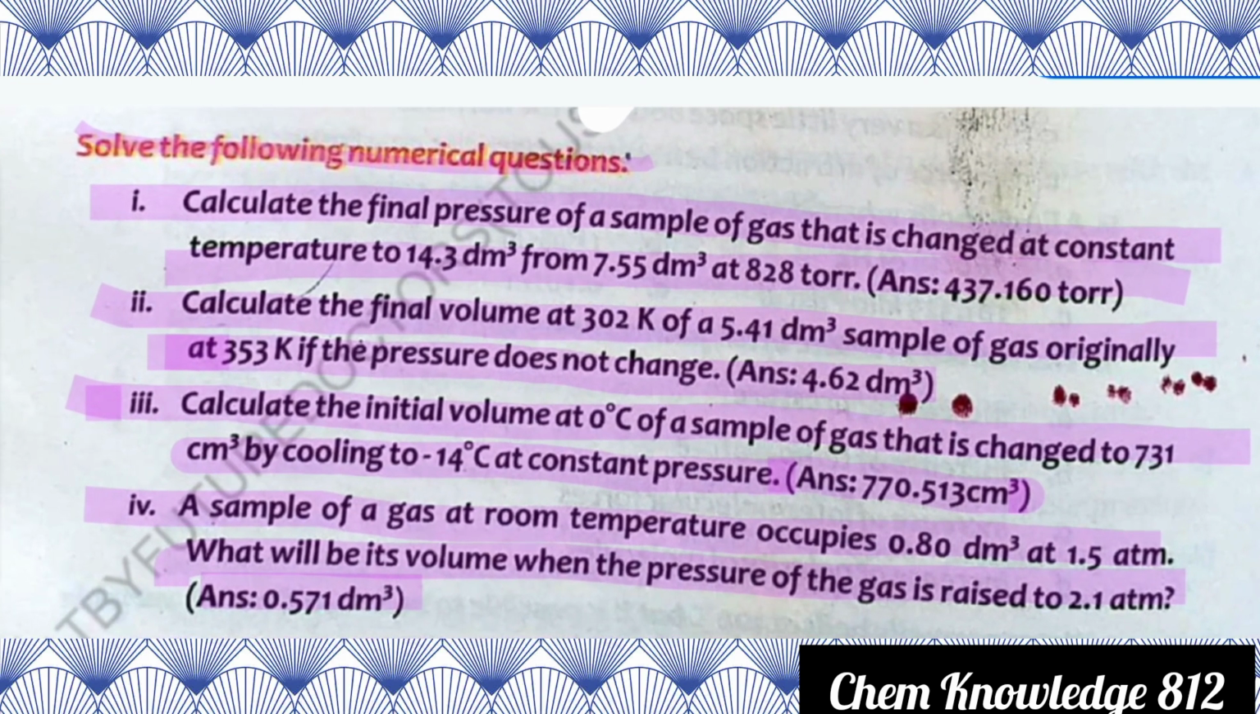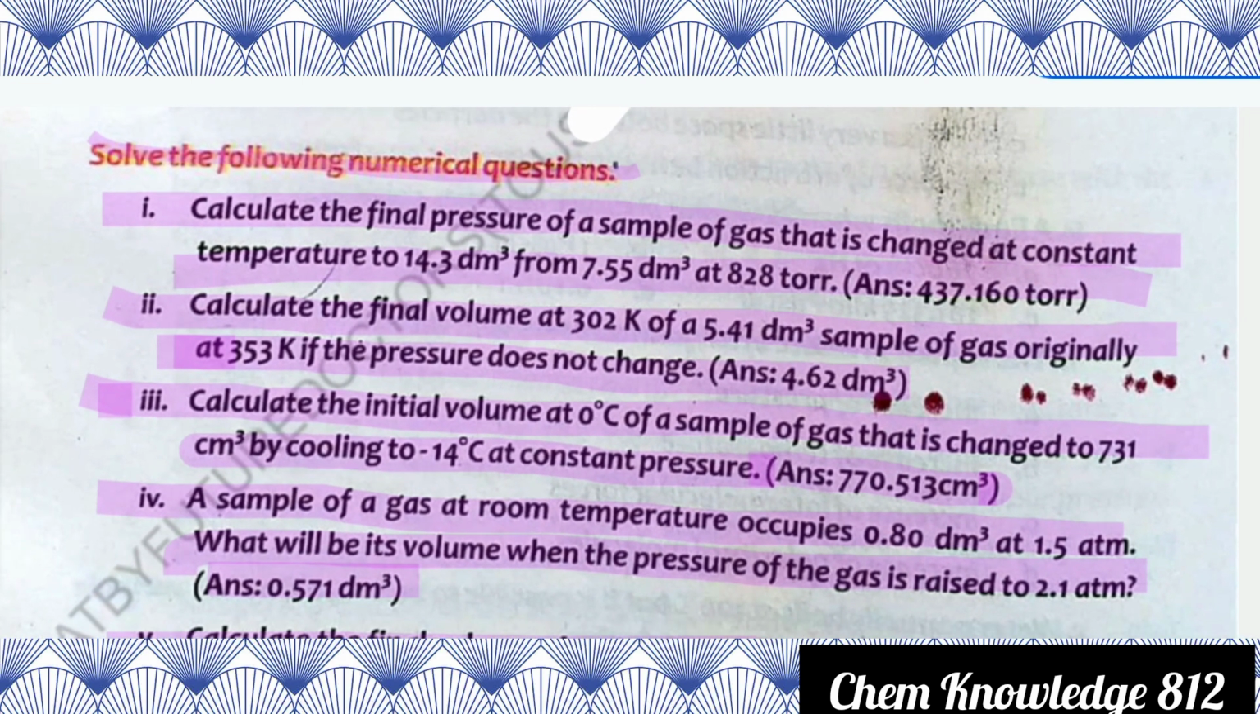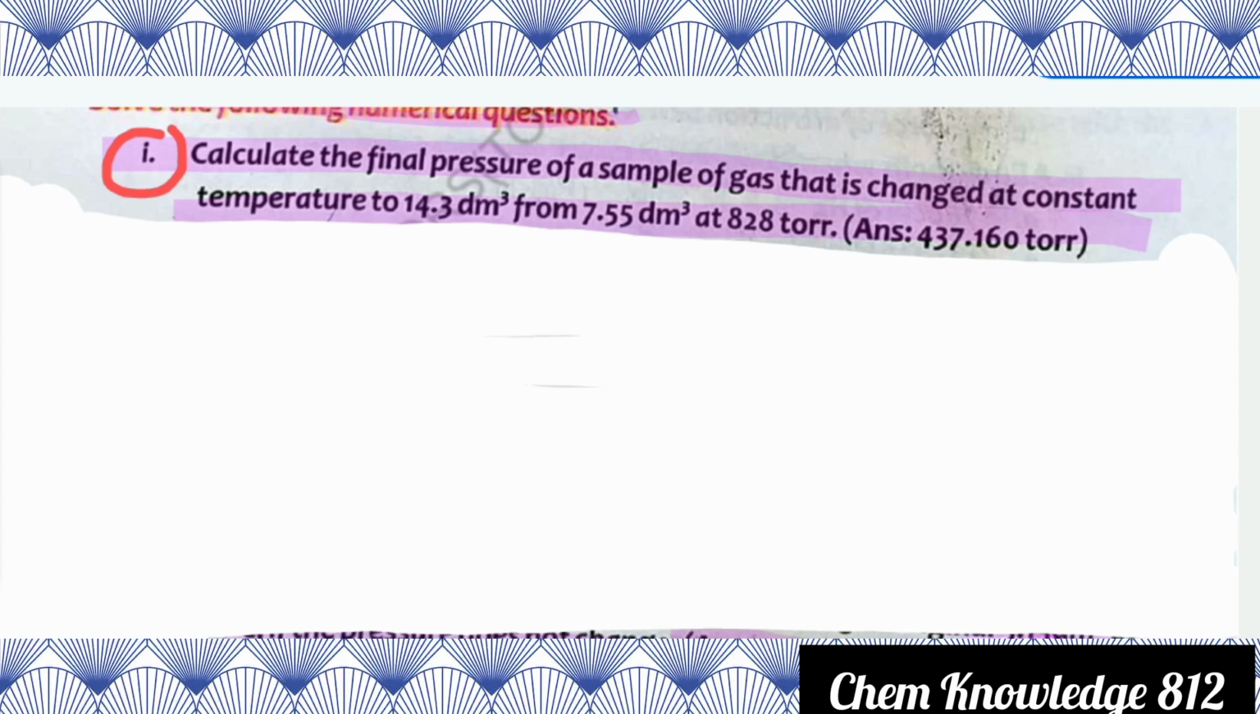Now let's solve these questions one by one. First, let's come towards question number one. To solve these questions numerically: question number one is, calculate the final pressure of a sample of a gas that is changed at a constant temperature to 14.3 cubic decimeter from 7.55 cubic decimeter at 8.28. Now let's come towards its solution.